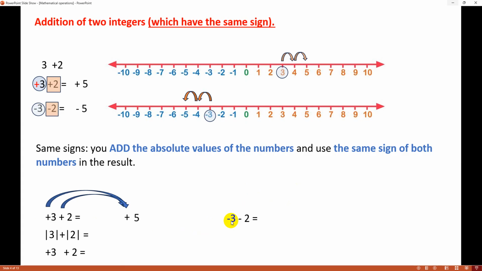Now you have negative 3 minus 2. You get the absolute value of both of them. Absolute value of negative 3 is positive 3. Absolute value of negative 2 is positive 2. And you add them just like before. You get 5. You put a negative sign, because both of these have negative signs, the result is going to be negative. So same signs, you add them and you put the same sign that both numbers have.